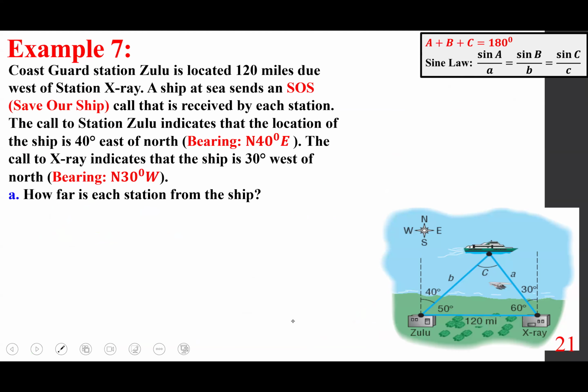All right, here's another application problem. Coast Guard Station Zulu, right here, is located 120 miles due west of Station X-Ray. So there are two stations, X-Ray and Zulu, and their distance is 120 miles. A ship at sea sends an SOS, save our ship call, that is received by each station. So there's an SOS call, both of them receive it.